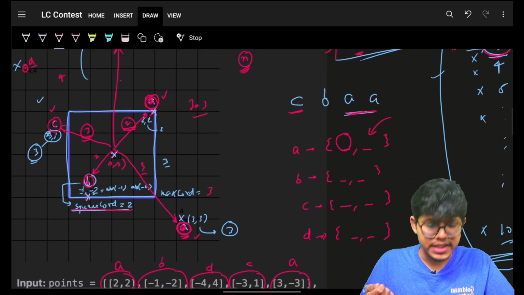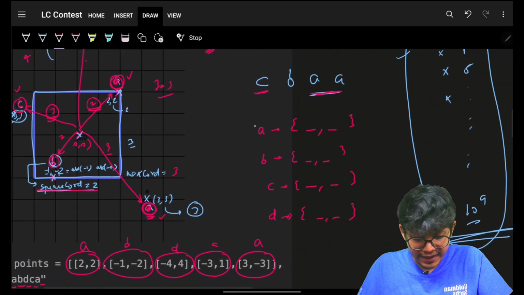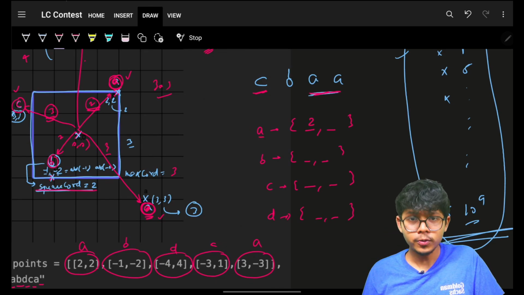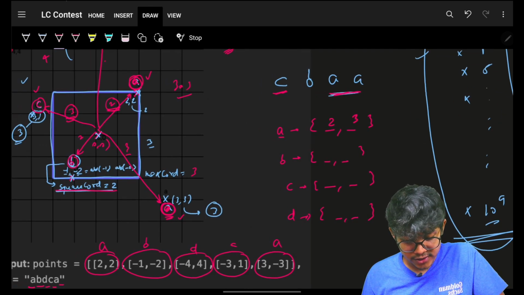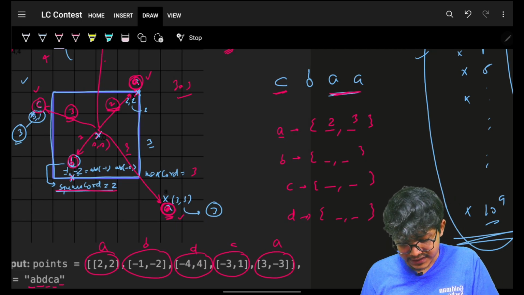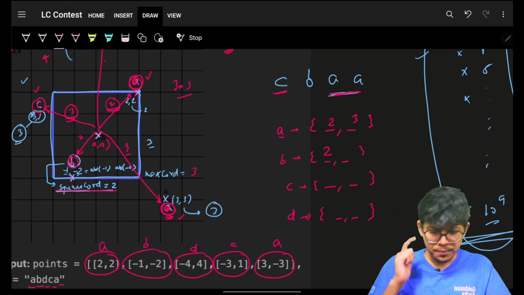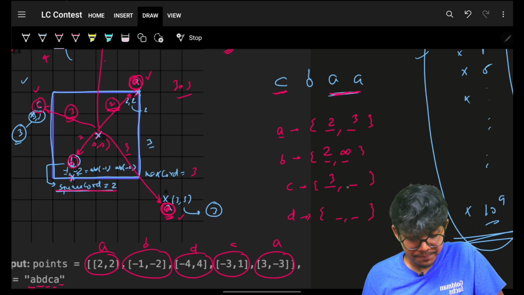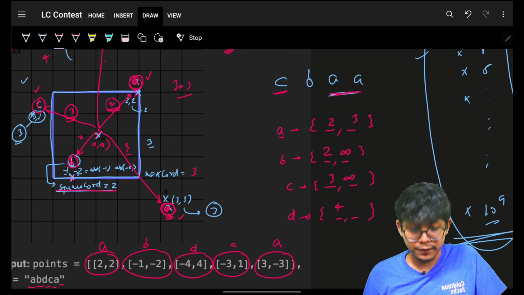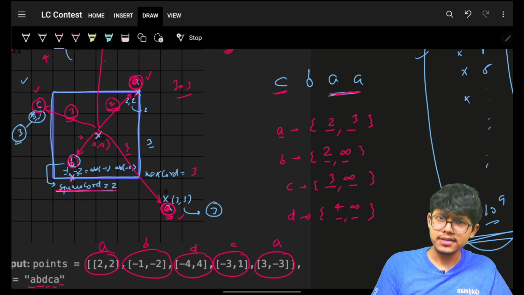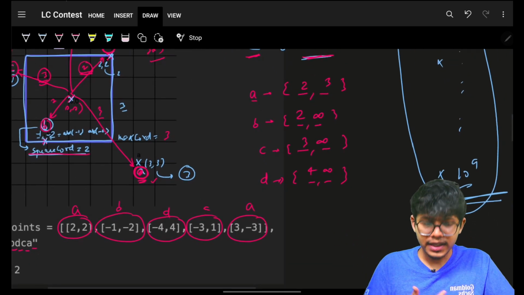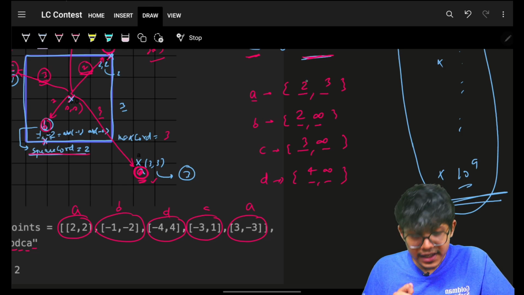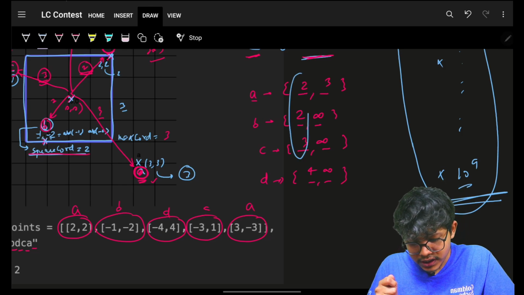But how will I achieve this? Again, by diagram, let's see it. Let's say that A was at a distance of 2, and let's say a distance of 3. Same way, B was at a distance of 2, and let's say infinity. The other was not even there. C was at a distance of 3, and let's say other was infinity. D was at 4, and let's say other was infinity. I'll change this to make you understand, but let's say this is the situation right now. If this is the case, then I will technically go on to all the points.